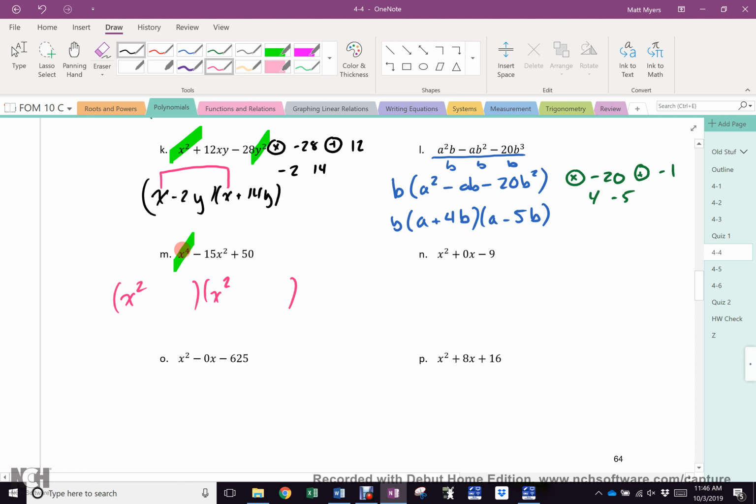Then x squared times x squared gets me x to the 4th, right? Now after that, does anything change? I need an x squared. I got some, so I don't have to worry about that. And then this looks pretty normal. I'm going to multiply to 50 and add to negative 15. What is it?